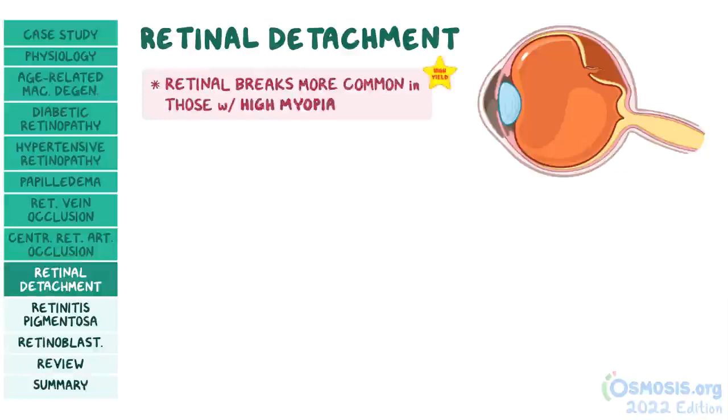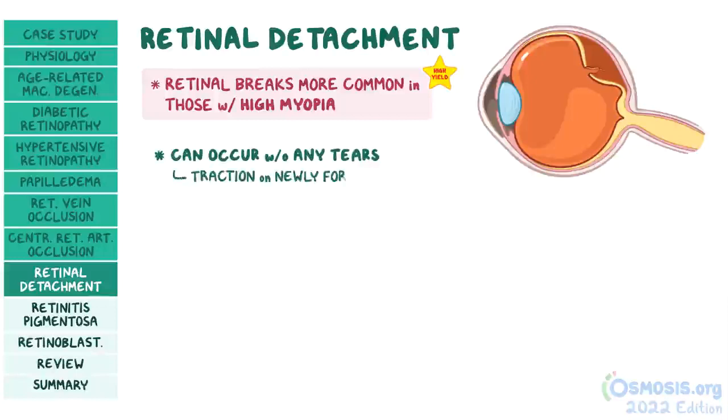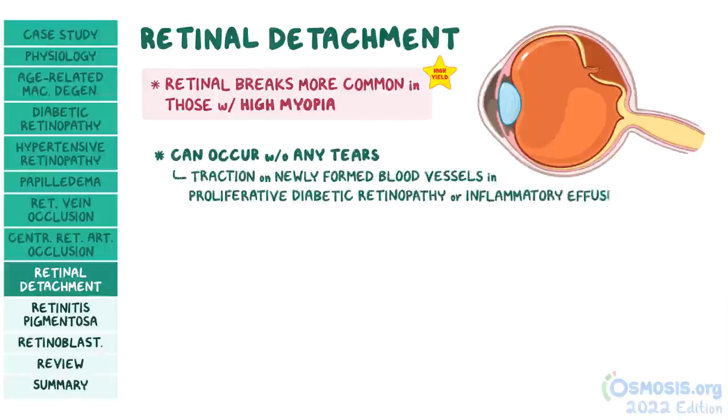Less frequently, retinal detachment can occur without any tears. This is typically the result of traction on the newly formed blood vessels in proliferative diabetic retinopathy or inflammatory effusions.